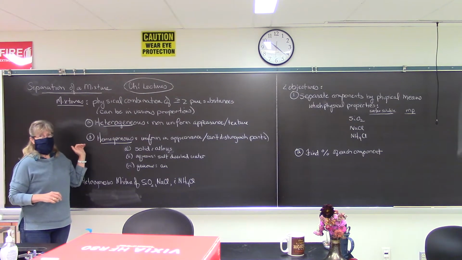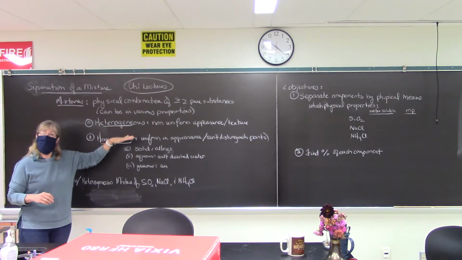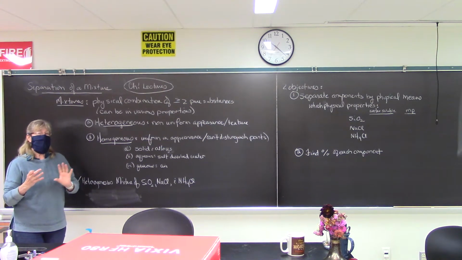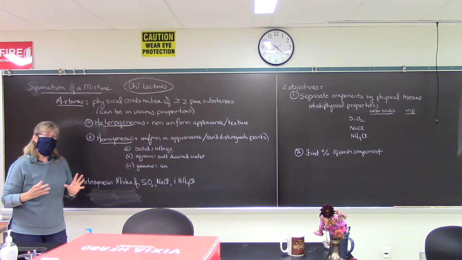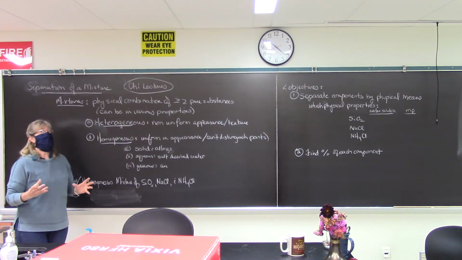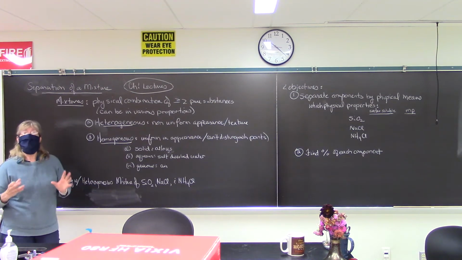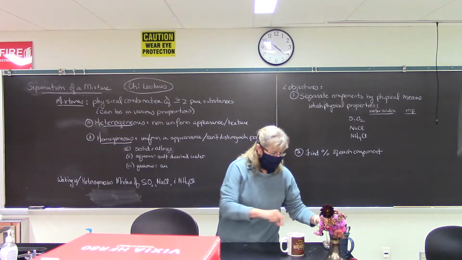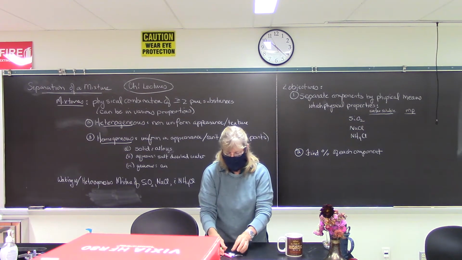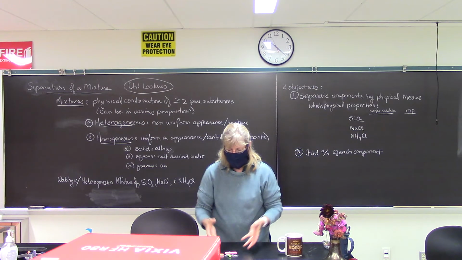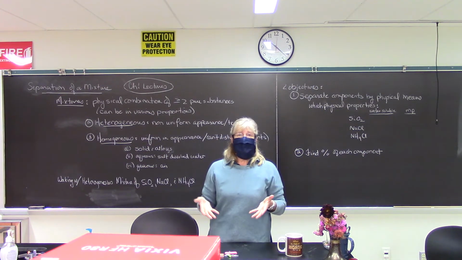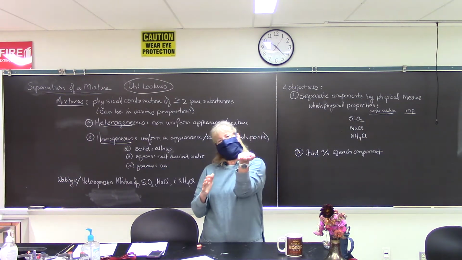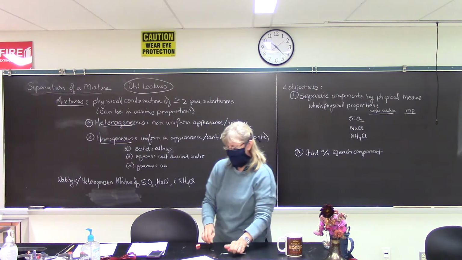We have two different types of mixtures. One's heterogeneous, and with a heterogeneous mixture, you can see the different parts. It's non-uniform in appearance. It's frequently non-uniform in texture. You can definitely tell that it's a mixture. I can have a mixture of paper clips and chalk, and you can definitely see it's a heterogeneous mixture. I have more than one substance. Can you see that? I'll hold it up. Okay? Heterogeneous mixture.